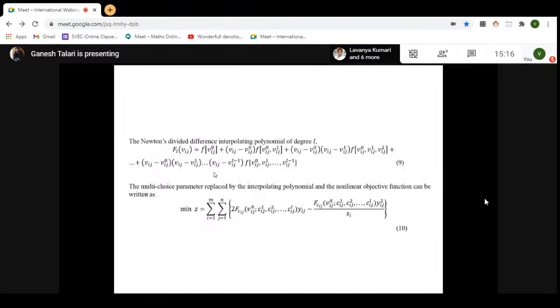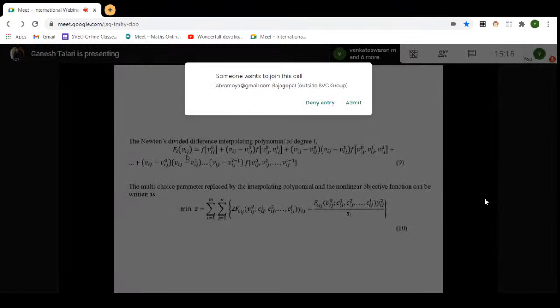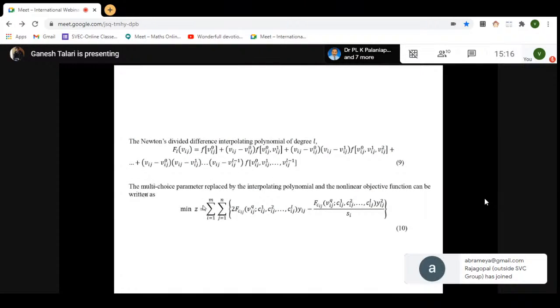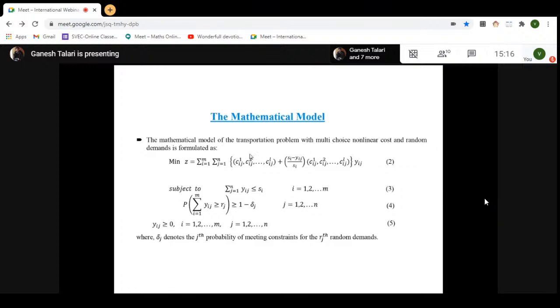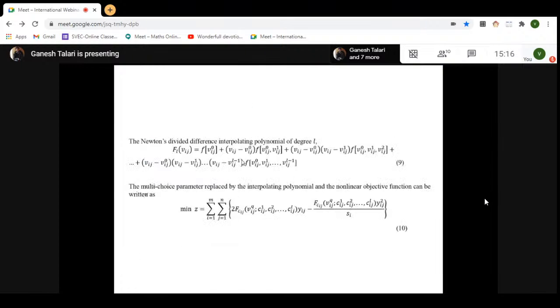After Newton divided difference, hope you remember: f of x0 plus (x minus x0) into f[x0, x1], plus (x minus x0) into (x minus x1) into f[x0, x1, x2], and so on, up to (x minus x0) through (x minus x(n minus 1)). This entire thing will be considered as F_L of Vij. Then your original objective function, what is the original objective function? This objective function will turn out like this.